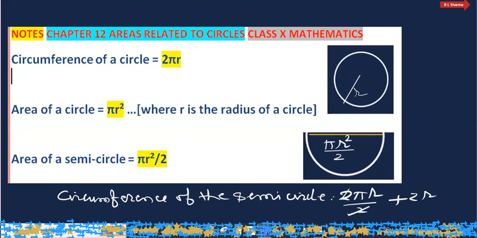So cancel 2 by 2. That is pi r plus twice of r. That is the formula for circumference of the semicircle when its radius is given.